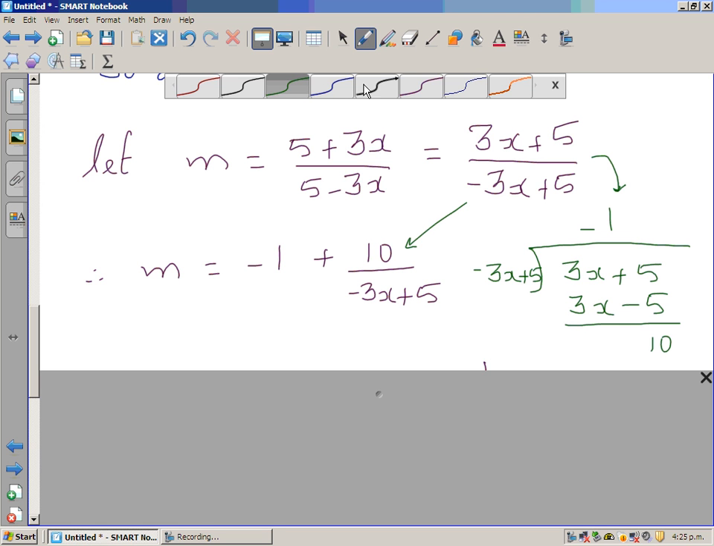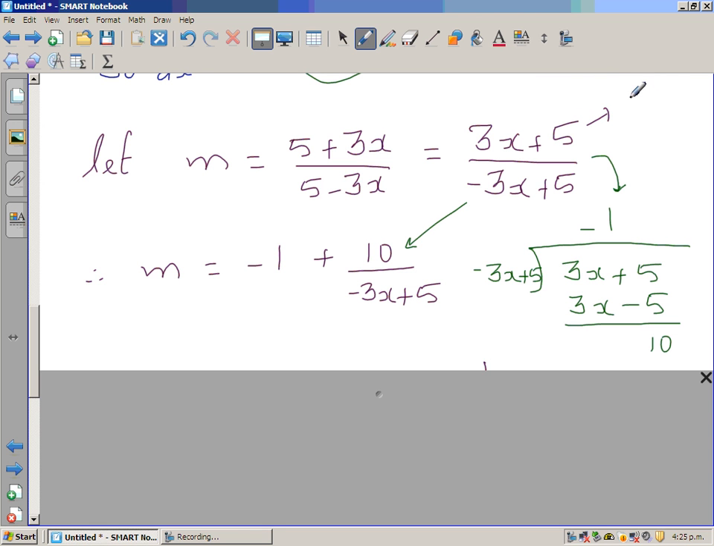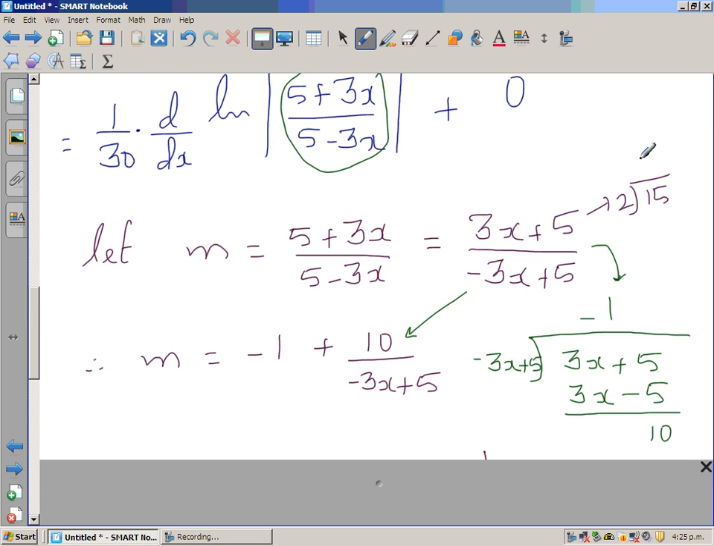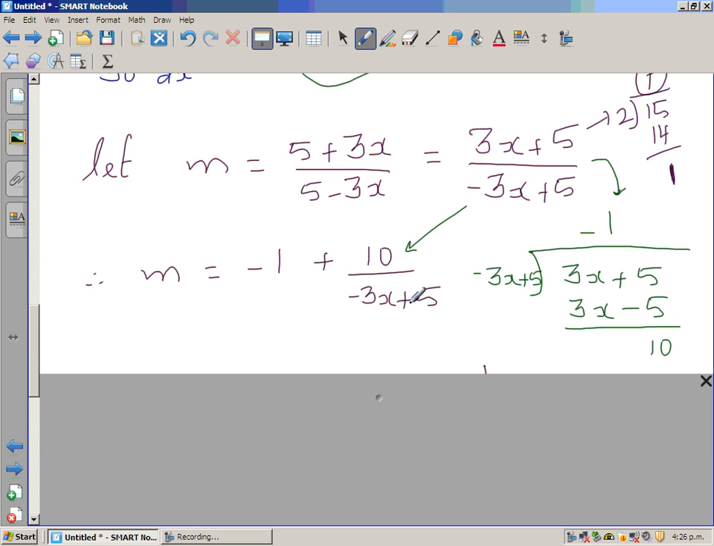Basically this is simple. For those who don't understand, suppose you divide 15 by 2. 2 goes into 15 7 times and the remainder is 1. So 15 over 2 is 7 plus 1 half, where 1 is the remainder and 2 is the divisor. The same principle applies: when I divide 3x plus 5 by minus 3x plus 5, you get minus 1 plus 10 over minus 3x plus 5. If you cross multiply, this becomes plus 3x minus 5 plus 10, which is nothing but 3x plus 5 over minus 3x plus 5.